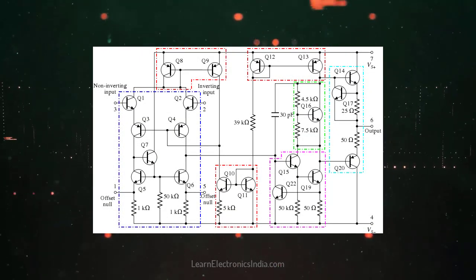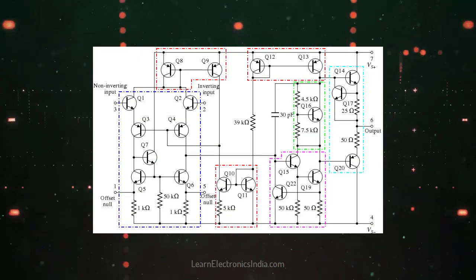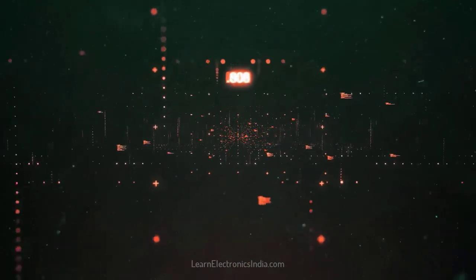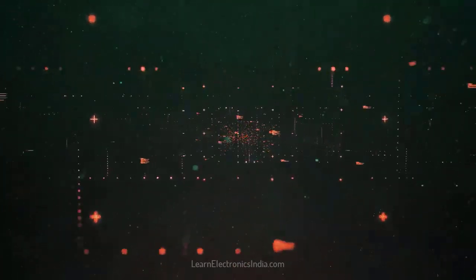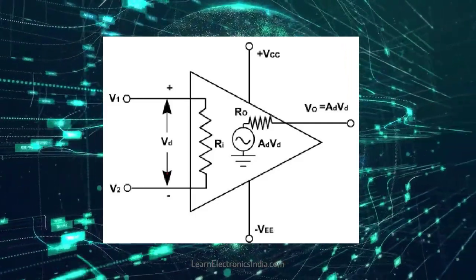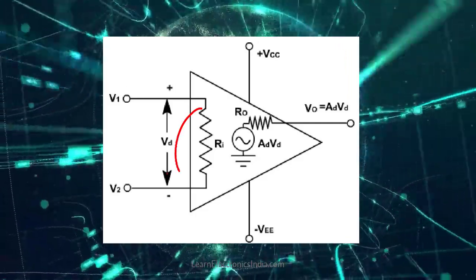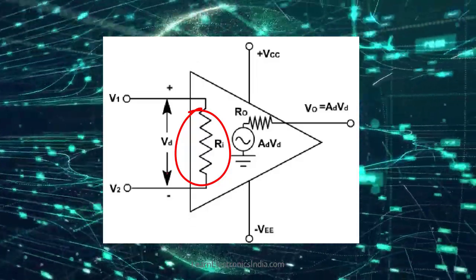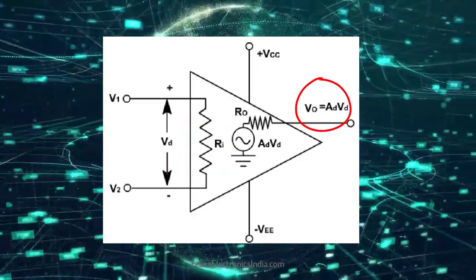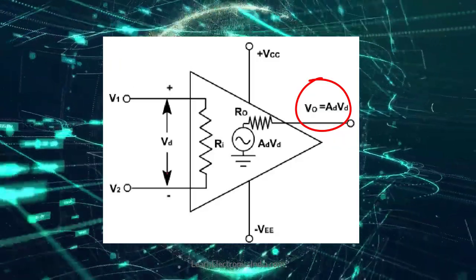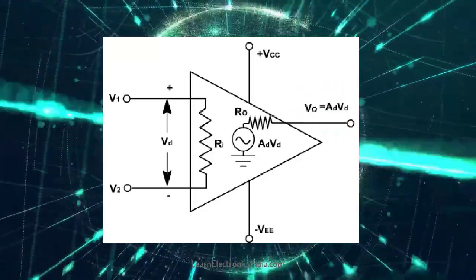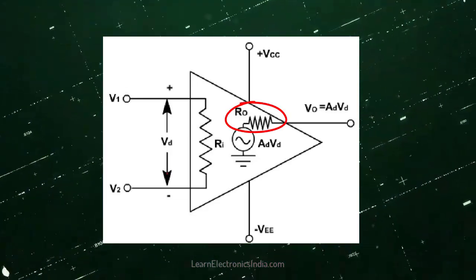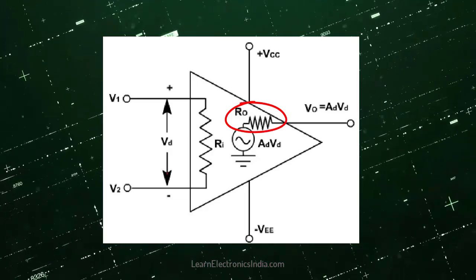The construction of operational amplifier is very complex. So to understand the functioning better, let's look at an equivalent circuit. The resistance between the 2 input terminals is Rin. The output voltage is the amplification factor times the difference in the input voltage. The output resistance is given by R0.